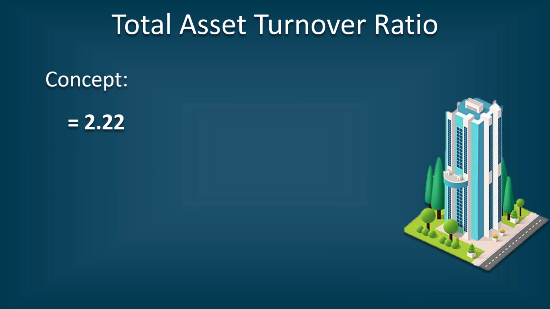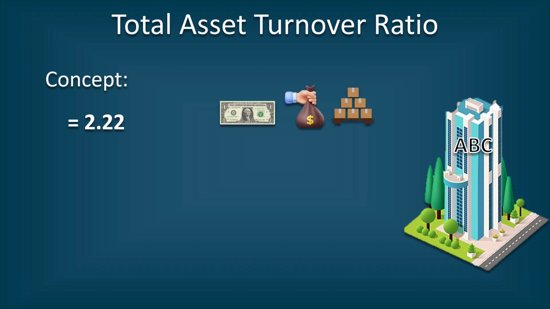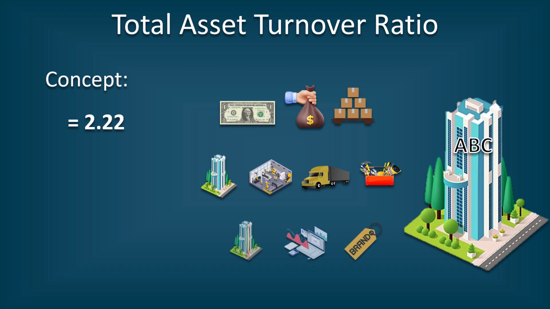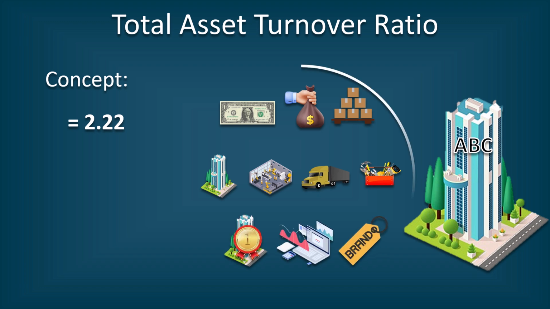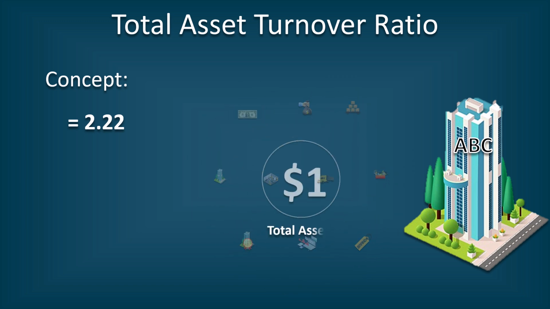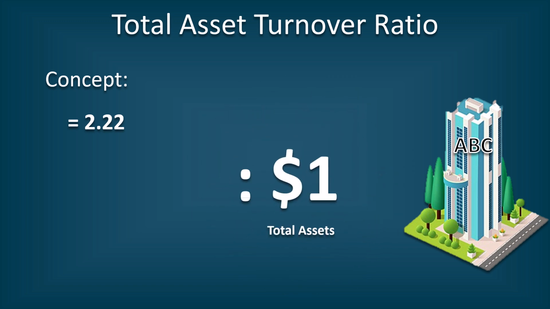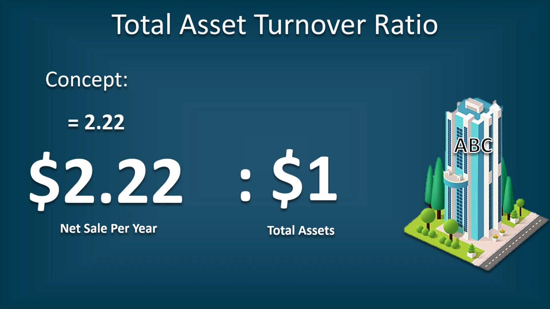For company ABC, total assets includes current assets, fixed assets, and intangible assets, everything the company owns. If we consider all these assets together as equal to $1, then the ratio of 2.22 tells us that for every $1 invested in total assets, the company generated $2.22 in net sales during the year 2023.